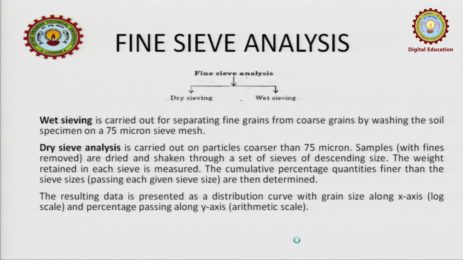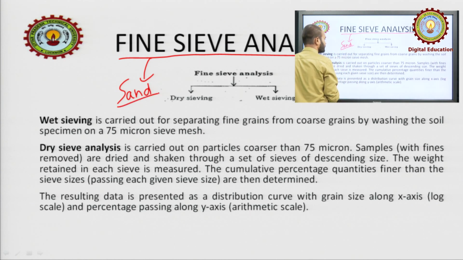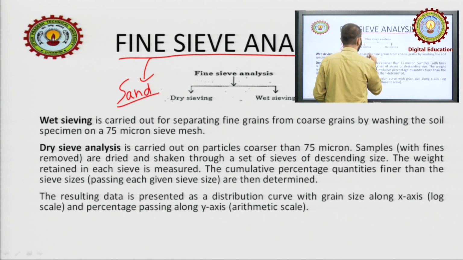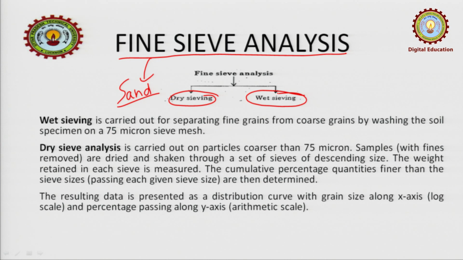Fine sieve analysis does not mean that we are going to fine grain. This is the fine sieve analysis of the coarse grain only. Now we will be tackling the sand. It has two parts, dry and wet. We have a dry sieving and we have a wet sieving.